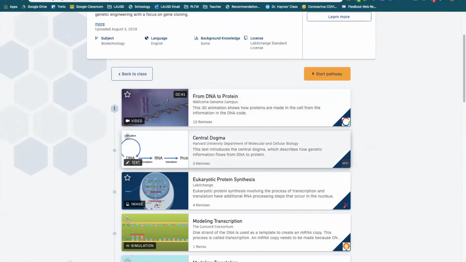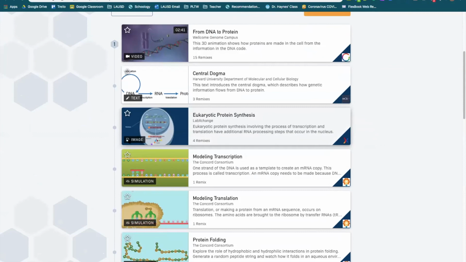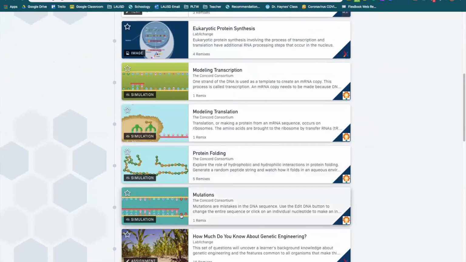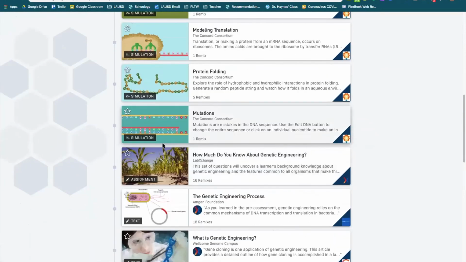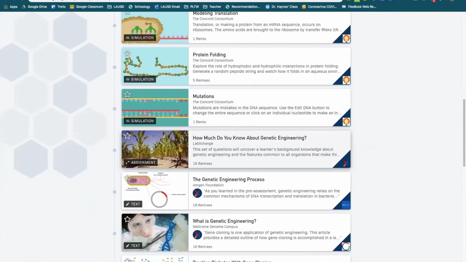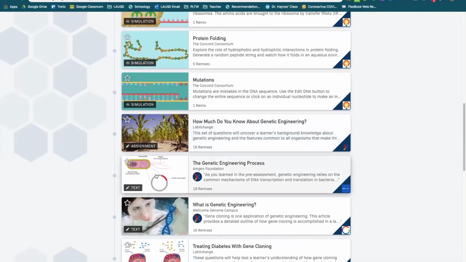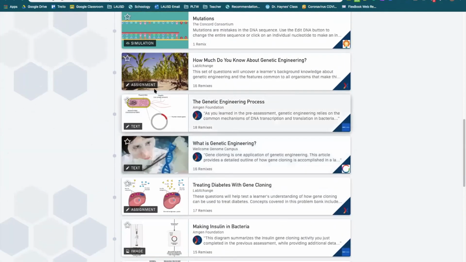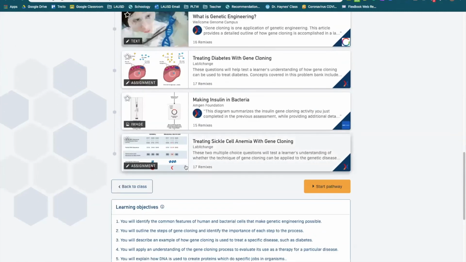The second thing is text, something to read. The third thing is just an image that will help you and you can draw if you like. And then you have a series of simulations that you can do about transcription and translation and protein folding and mutations, which I will go over in our next session next week. And then you see one that says assignment. So assignment means that they're going to ask you questions that you need to answer in order to get credit. So those are the different types of items. So you have 3 assignments in this pathway.